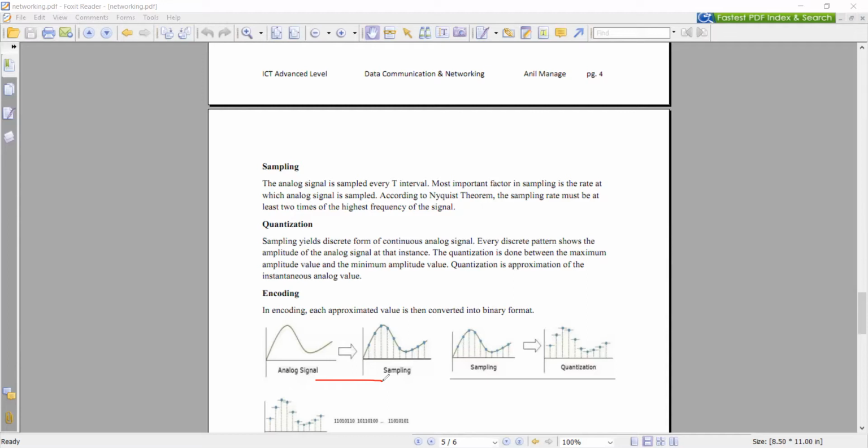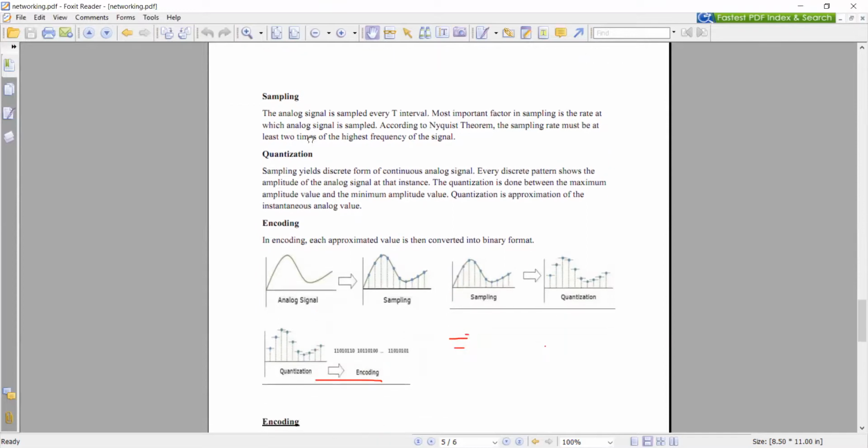Sampling yields discrete values from the continuous analog signal. Every discrete pattern shows the amplitude of the analog signal at that instance. Amplitude එක තමයි පෙන්නන්නේ. The quantization is done between the maximum amplitude value and the minimum amplitude value. Quantization is an approximation of the instantaneous analog values. එතකොට මේ දැන් මෙතන මේ විදිහට අපි මෙතනින් එන values ටික තමයි මේ විදිහට quantization කරගෙන තියෙන්නේ. එතකොට minimum and maximum value එක බලලා තමයි ඒ calculation එකට ඒක හදාගන්නේ.